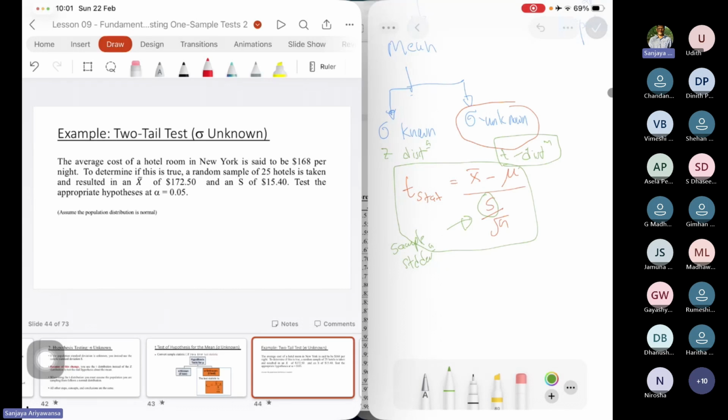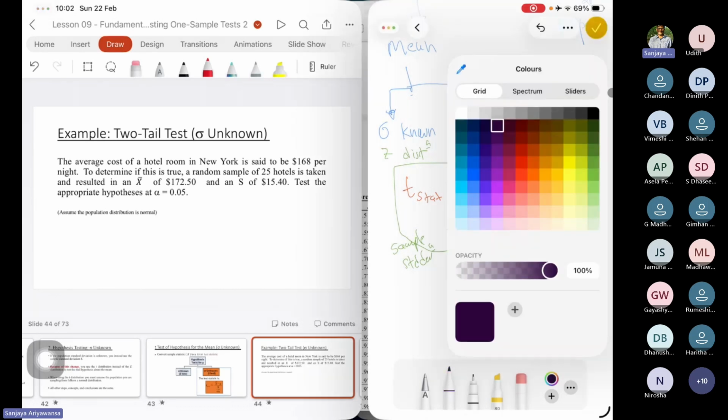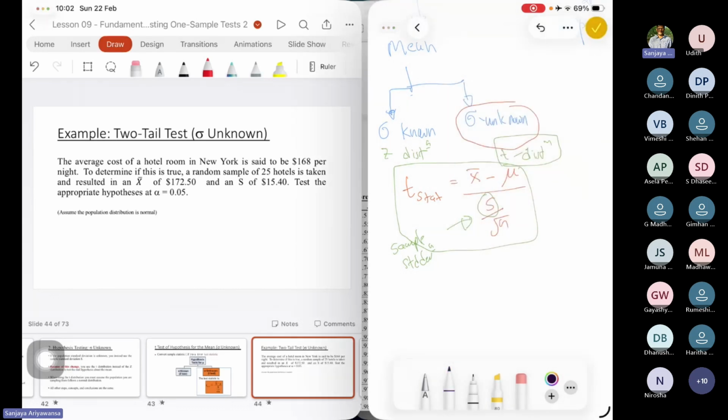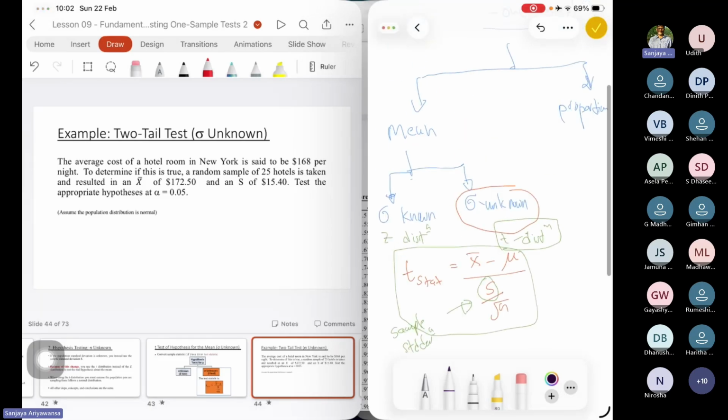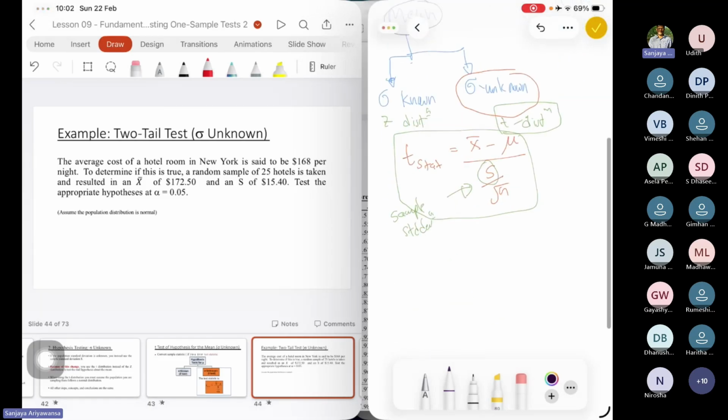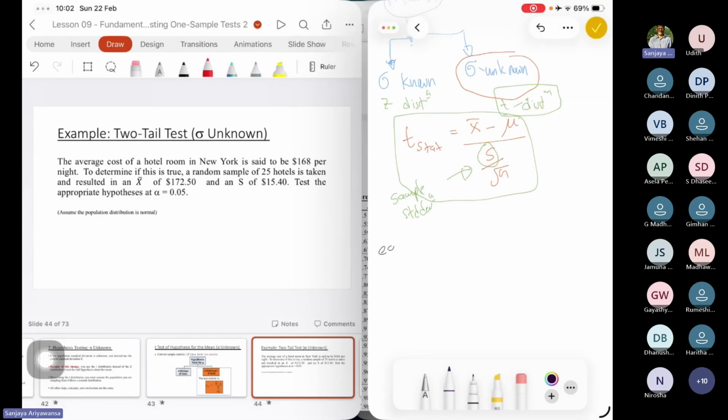What does this say? The average cost of a hotel room, we are still looking at mean, so that's why we're looking at averages. The average cost of a hotel room in New York is said to be $168. Okay, that's the claim. Then the alternative is it's not equal to $168. This quickly tells me it's the two-tailed test. I note it down before I forget.